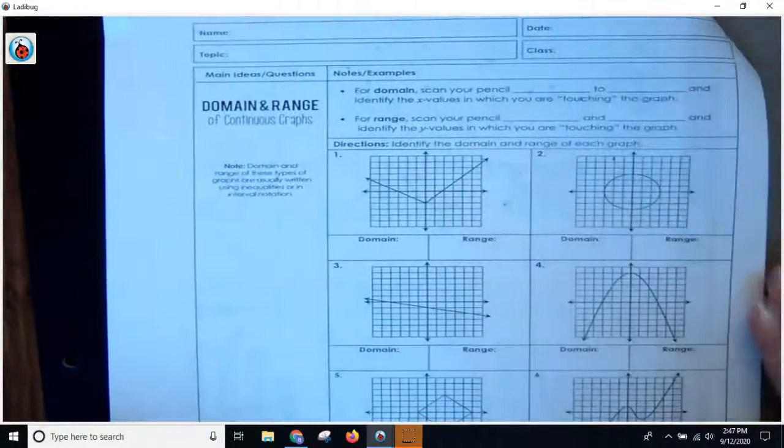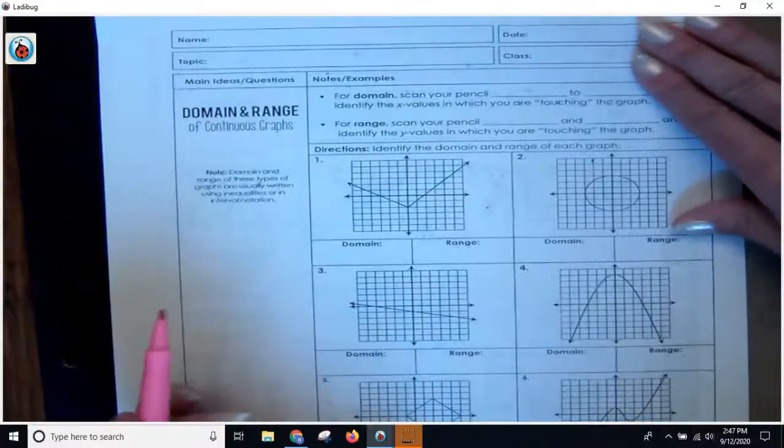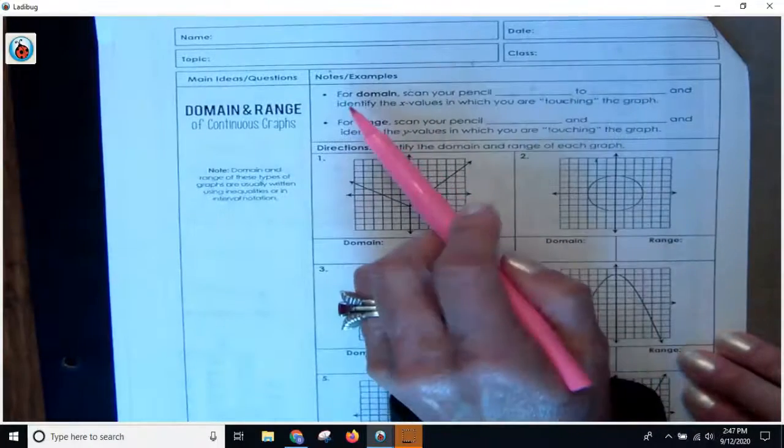And here is a little bit more about domain and range. We did this in class, but I thought I'd go ahead and give you guys a video just to make sure that you hopefully understand it.